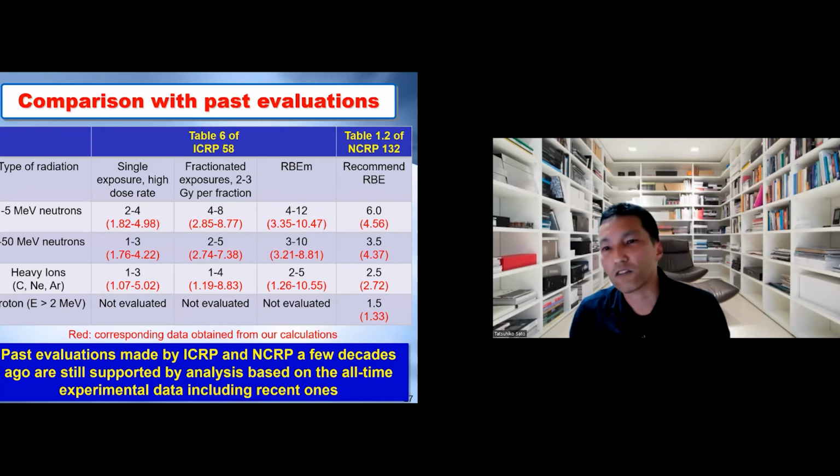Lastly, I would like to show the comparison with past evaluations. Here is a table of ICRP and NCRP evaluations that I showed before, and red bars are the corresponding data obtained from our calculation. As you see, our calculations are rather consistent with the past evaluations. This tendency confirms that the past evaluations made by ICRP and NCRP a few decades ago are still supported by analysis based on all-time experimental data, including recent ones.